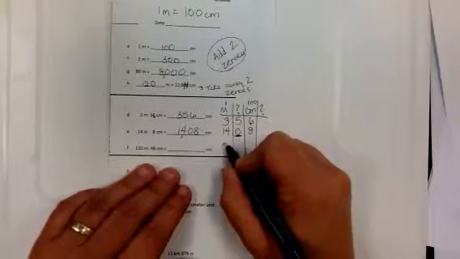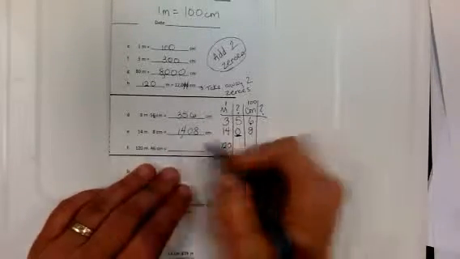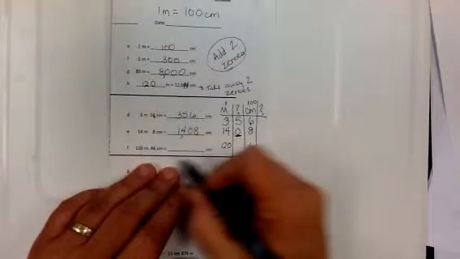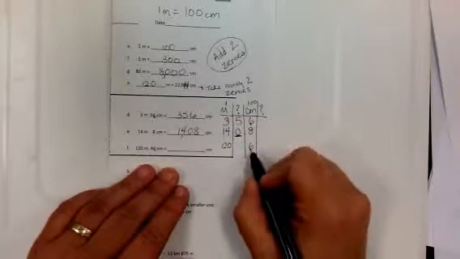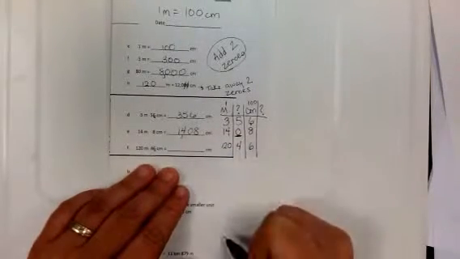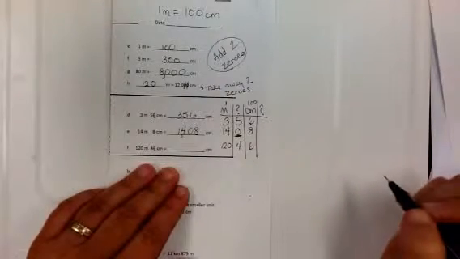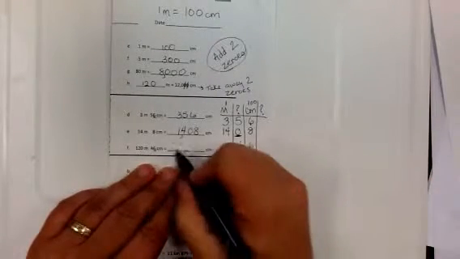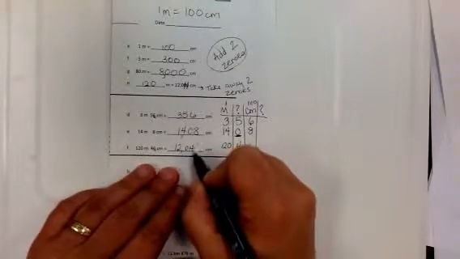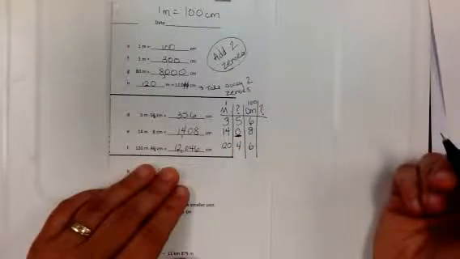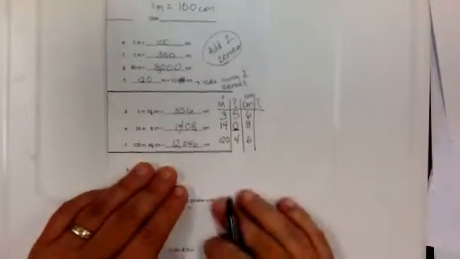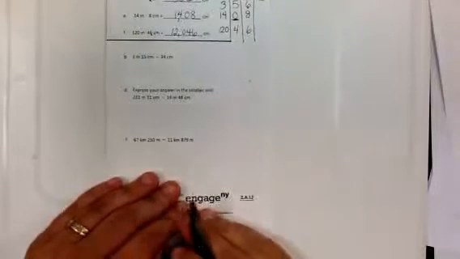For this one, I'm going to put 120 right here. And 46, remember that 6 needs to be in the centimeters place. The 4 goes here. So 120 meters, 46 centimeters is the same as 12,046 centimeters. Go on to the next section.